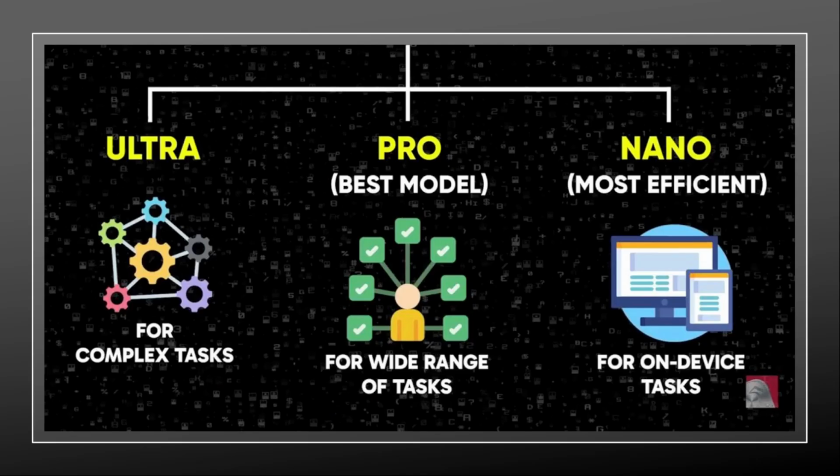Well, so Gemini is divided into three parts. The first model of Gemini is the Ultra model, second is the Pro model, and third is the Nano model. The Ultra model can do complex tasks. The Pro model is the best model which can do a wide range of tasks. And the Nano model is the most efficient model which can do on-device tasks. You can guess the difference between the Ultra model, Pro model, and the Nano model.